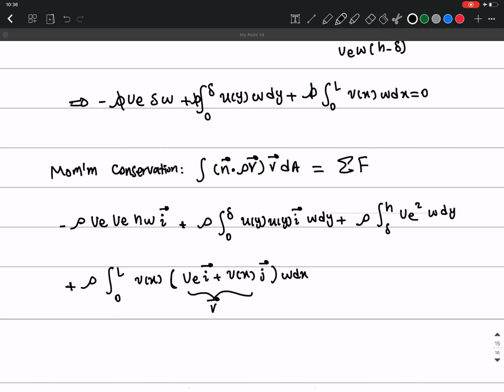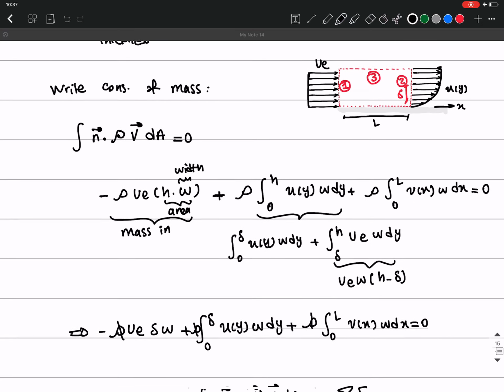Equals to sum of the forces. So just one thing here, because this is all constant, I can take this out. So this is going to be rho ue square W, these are all constant. I can take them out of the integral, factor them, and then this is going to be h minus delta, and this is in the I direction. So I forgot an I here. So the whole thing is in the I direction, right?